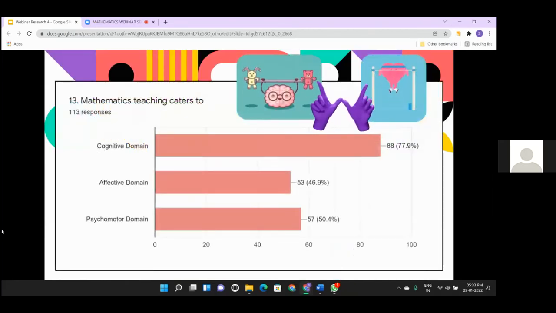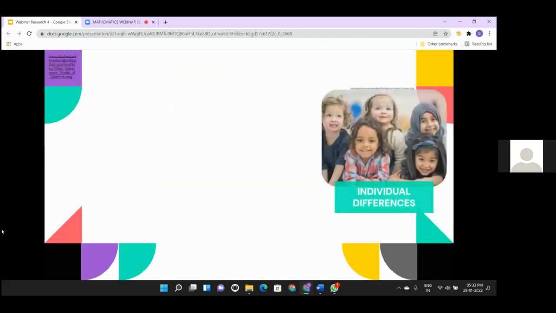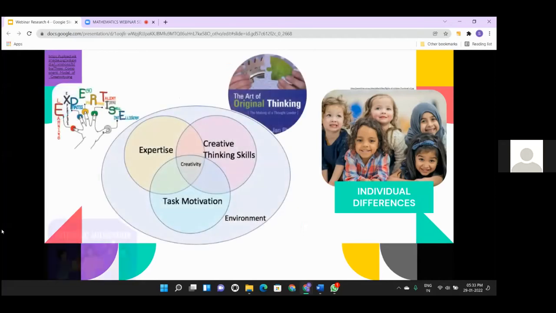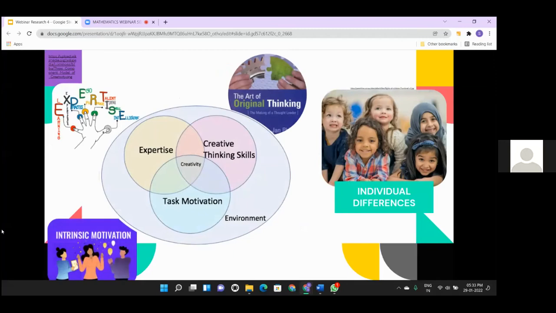When asked to choose multiple options about which domain mathematics teaching caters to, cognitive domain has the most votes with 77.9%, followed by 50.4% voting for psychomotor domain, while affective domain scores the lowest with 46.9%. Mathematical creativity is rooted in the intellectual abilities and personality traits of each individual, and the direct influence of education is only moderate. Education can have more influence on three important components of creativity: expertise, original thinking, and intrinsic motivation.